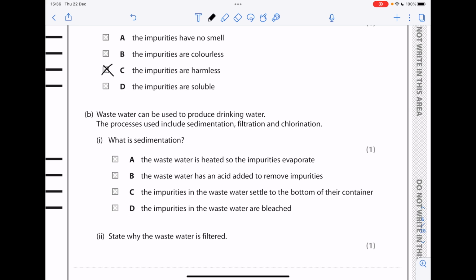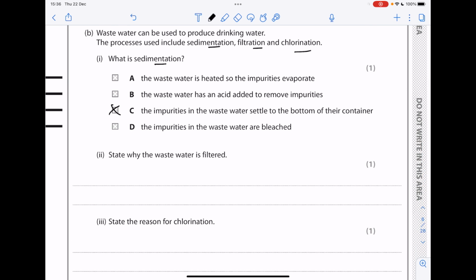Wastewater can be used to produce drinking water. The process used includes sedimentation, filtration, and chlorination. What is sedimentation? In sedimentation, it's when the solids settle at the bottom of a particular container or inside a riverbed. But the point is they sit on the bottom. So that's why C here is the correct answer.